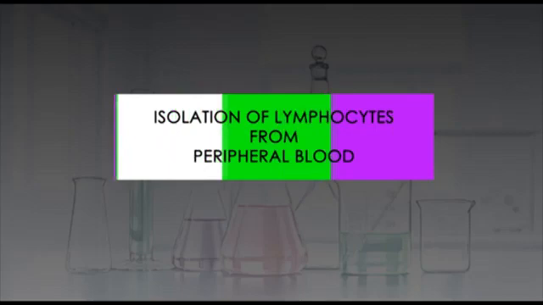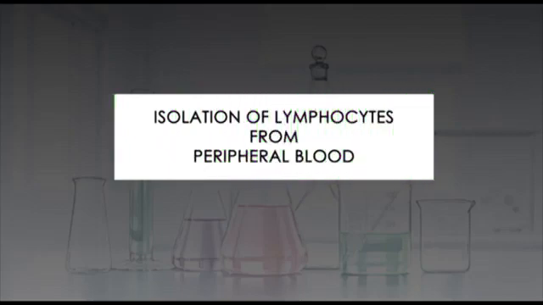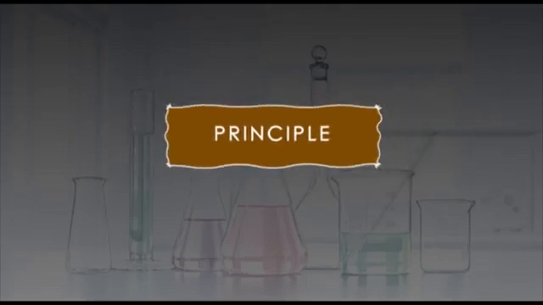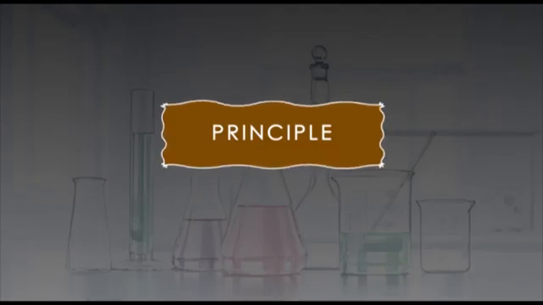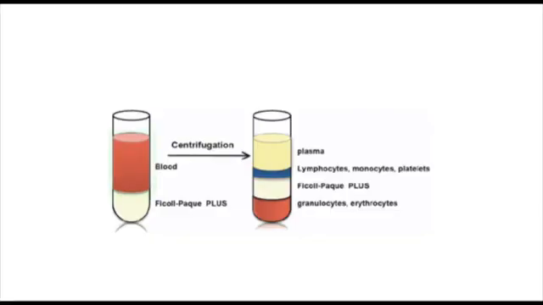Isolation of lymphocytes from peripheral blood. Principle. Lymphocytes are isolated from blood by density gradient centrifugation. In this technique, blood is collected in tubes containing anticoagulant. The blood samples are layered over Ficoll solution and centrifuged for a short period of time.